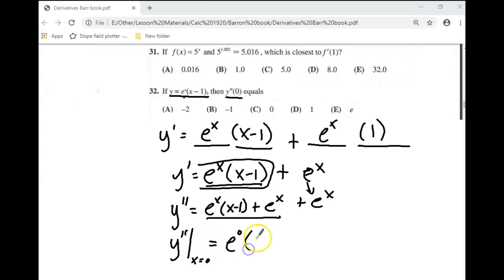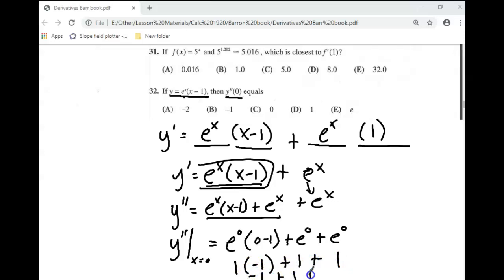So that's e to the 0 times 0 minus 1 plus e to the 0 plus e to the 0. E to the 0 is 1. 0 minus 1 is negative 1. So this is negative 1 plus 1 plus 1. Those cancel. Final answer is 1. Okay?